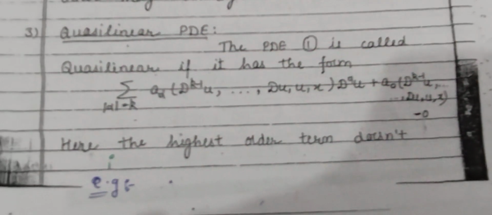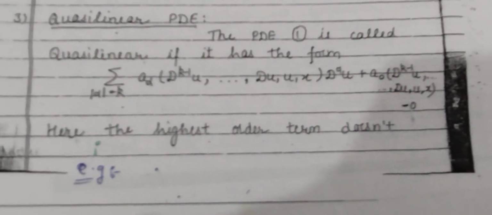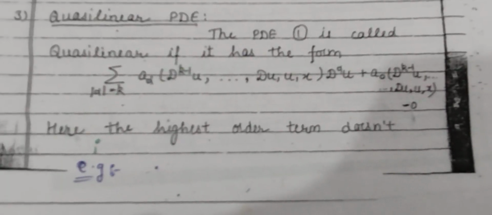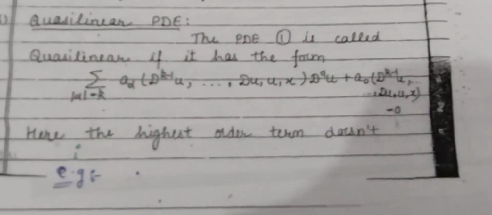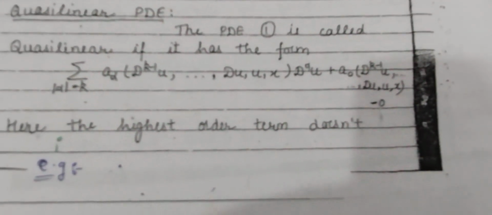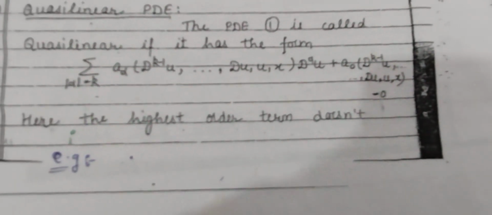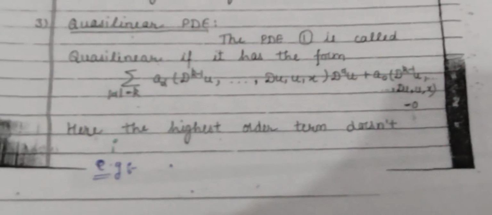Now the second non-linear partial differential equation is the quasi-linear partial differential equation. The partial differential equation 1 is called quasi-linear if it has the form summation over |alpha| = k of a_alpha(D^(k-1) u, ..., Du, u, x) D^alpha u + a_0(D^(k-1) u, ..., Du, u, x) = 0. Here the highest order term doesn't involve the kth partial derivative as a factor.